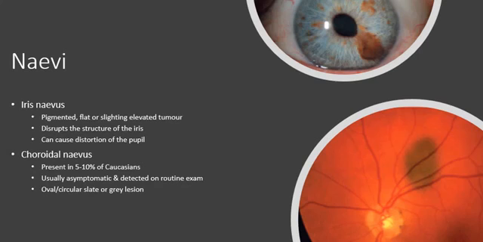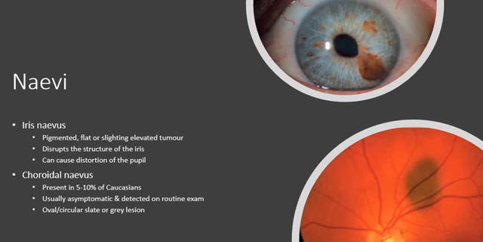So let's start by having a look at nevi, or nevi is the plural for nevus. And we'll have a look first at nevi that occur in the iris. They can also occur in the choroid. So an iris nevus is a pigmented, flat, or sometimes slightly elevated tumour, and it's usually less than 3 millimeters in diameter, so very small. What it does is it disrupts the structure of the iris and can cause distortion of the pupil.